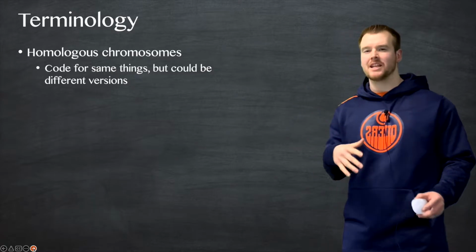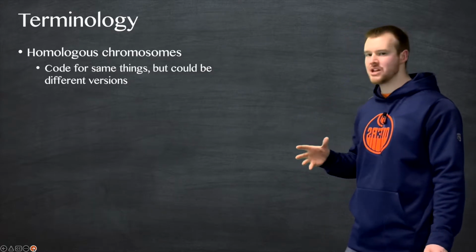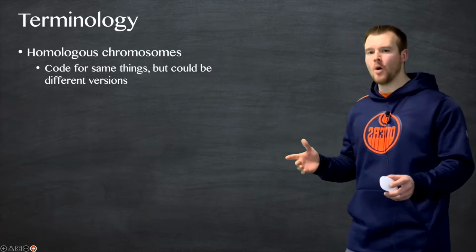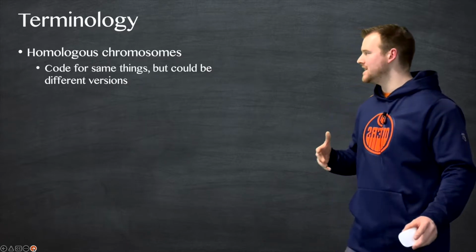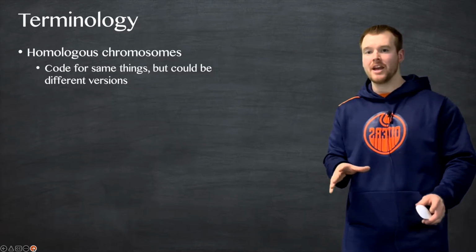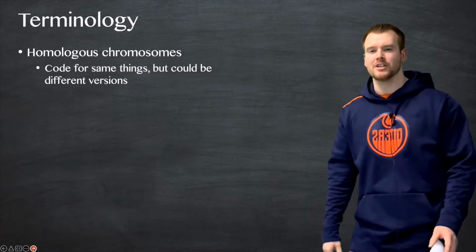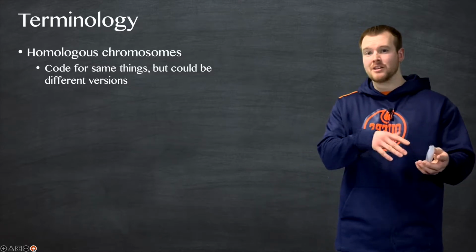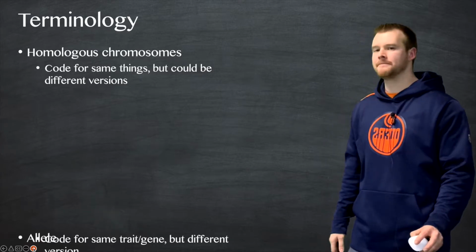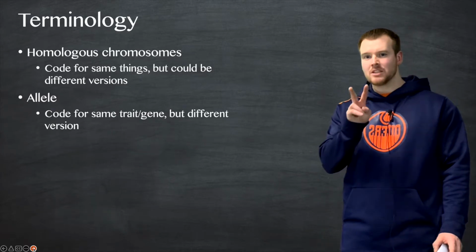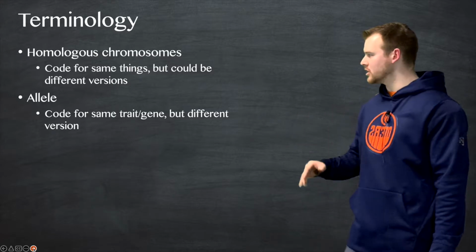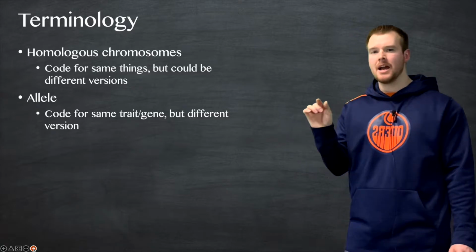Homologous chromosomes we've mentioned a couple times before. You have 23 chromosome pairs, and in that chromosome pair are homologous chromosomes. They code for the same things, but they could be different versions of them. Right? So this whole big chromosome has a lot of different things it's going to give instructions for, like DNA is going to give instructions for building things. And your other one in the same pair is going to give instructions for the same things, but they might be different. Okay? Now, when we're comparing just that one trait, how one version could be different than another, that's when we use the word allele. So it codes for the same trait or gene, but has a different version.